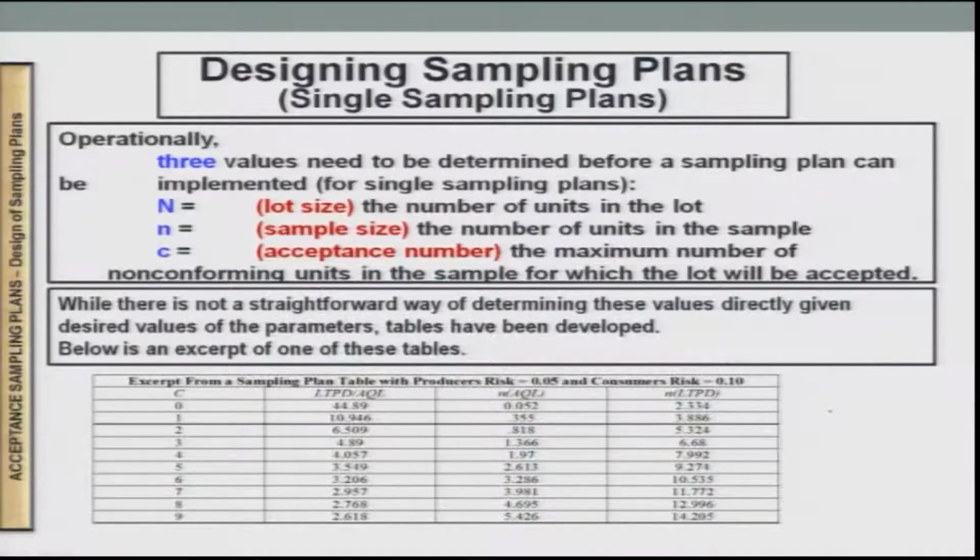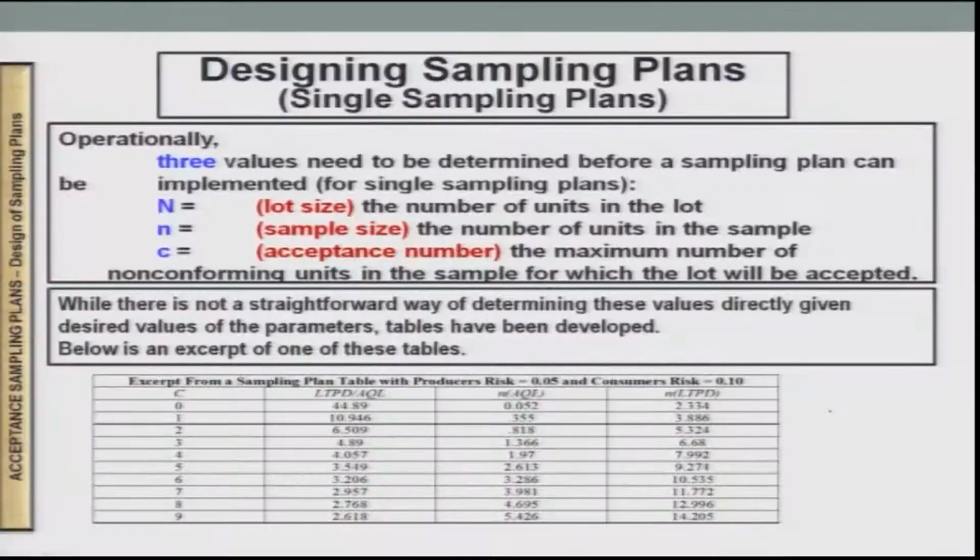Capital N is the lot size, the number of units in the total lot which you want to inspect, given that time and money are not an issue. Small n is the sample size, the number of units you pick up from that lot, and C is the acceptance number for that particular lot, depending on the value of n. Obviously, the probability of defects in the overall lot also has implications for the value of C for the sample you pick to test that lot. While there is no straightforward way of determining these values directly, tables have been developed for the desired values of the parameters.